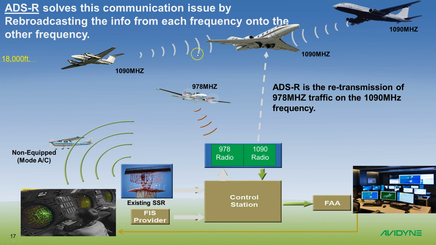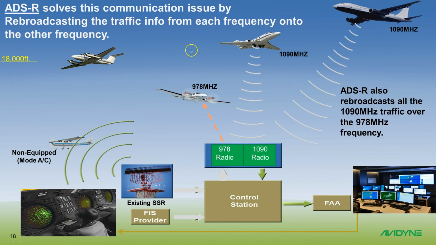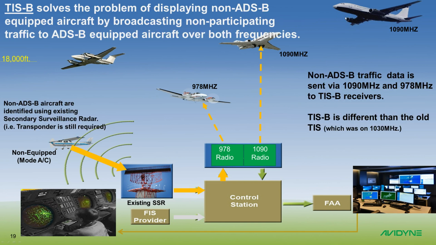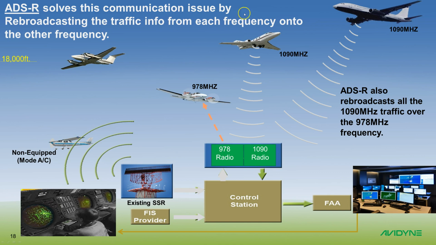So let's take you through that. In that case, these 1090 operators are sending their ADS-B down to the ground station. It's received, and their position information is rebroadcast up on 978 to this customer. So now he can see both of these aircraft indirectly instead of directly. Conversely, these guys, the high flyers at 1090, can see the 978 guy because it's rebroadcast on 1090.